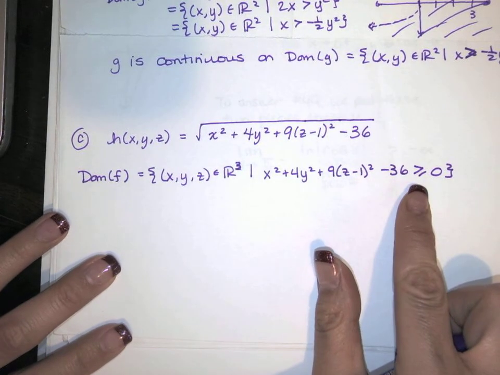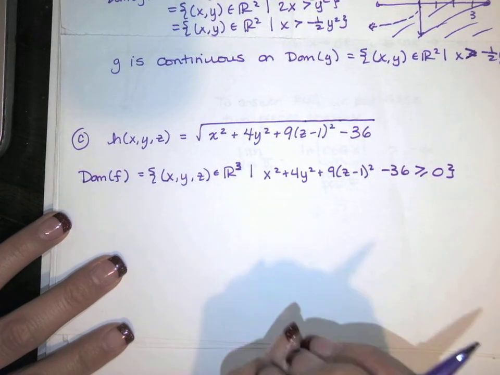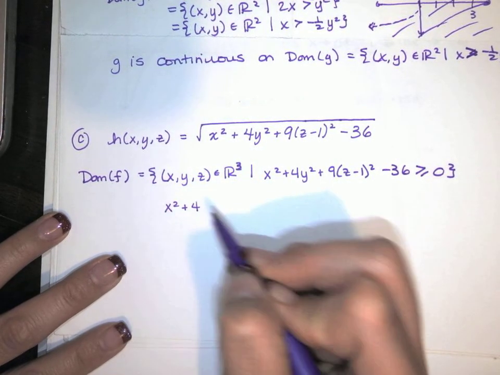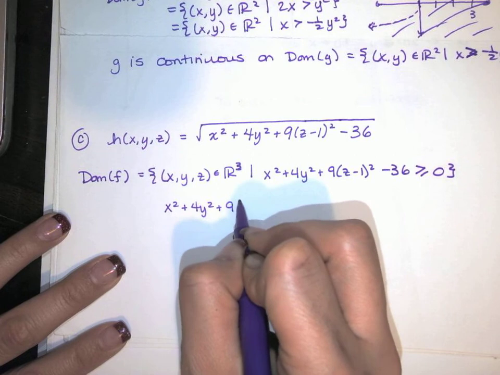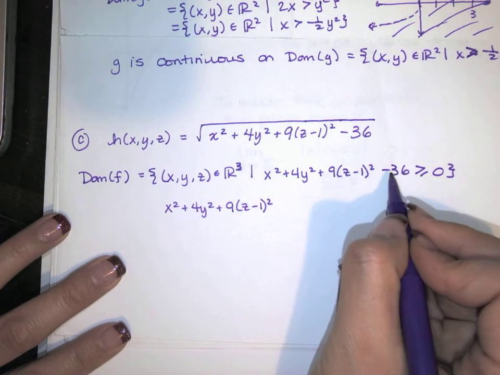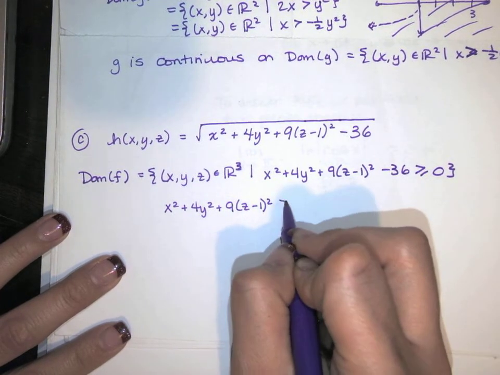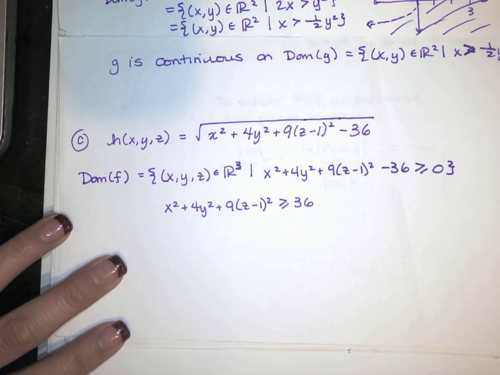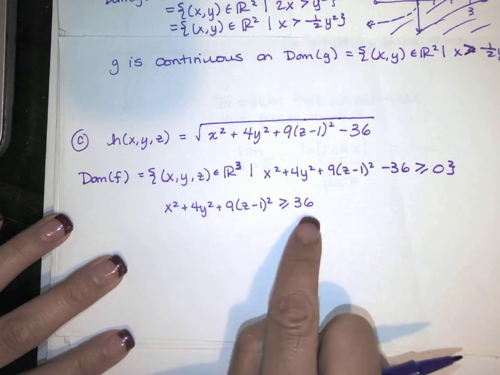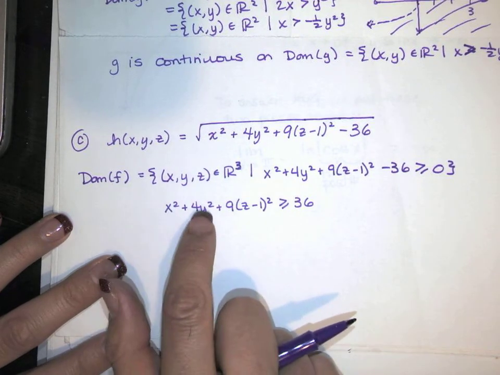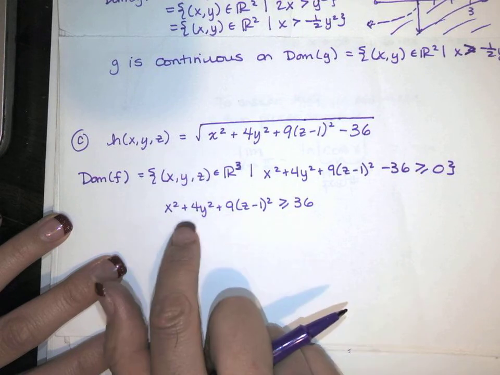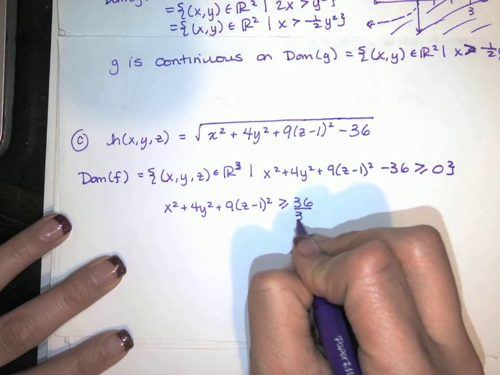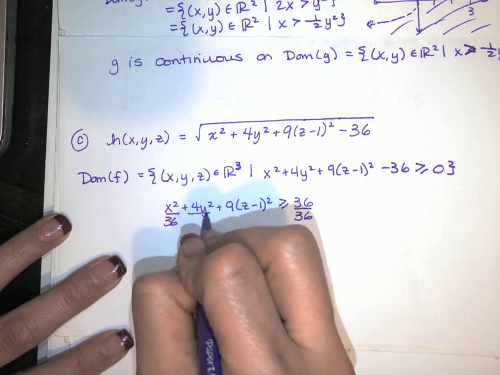Now that's an inequality that I can solve, that I can rearrange until it looks like one of the formulas for our surfaces from the first chapter. So we've got x squared plus 4y squared plus 9 times z minus 1 squared minus 36 is greater than or equal to 0. I'm going to add that 36 to both sides, so it gets rid of that and moves it onto the right side. And then I'm going to divide everything by 36 because I see an x squared, a y squared, and a z squared. And if all 3 are positive, all 3 are squared, I need that to be 1, so it's going to look like one of the surfaces that we've studied previously.